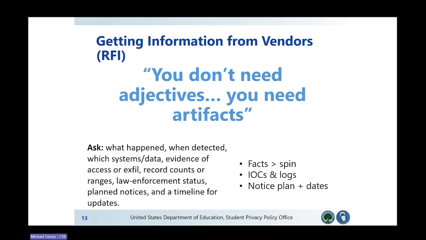Right, so you want to ask what happened, when was it detected, which systems or data was involved on the vendor's part, can they provide any sort of evidence, right, around data access or exfiltration? Can they give you record counts or even spitball ranges of records that might have been involved, whether they have contacted law enforcement, right? That's important to know. Whether they have planned notices that they are going to release, the vendors, and to establish a timeline from the vendor, like when can you get back to us with more information, right?